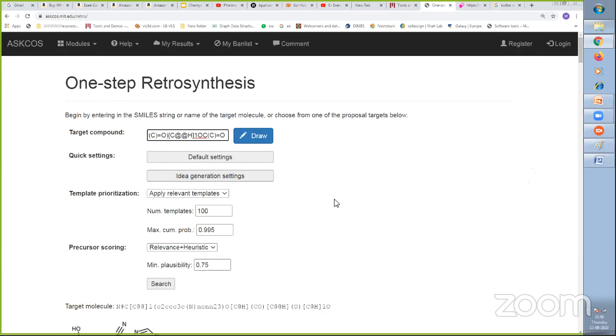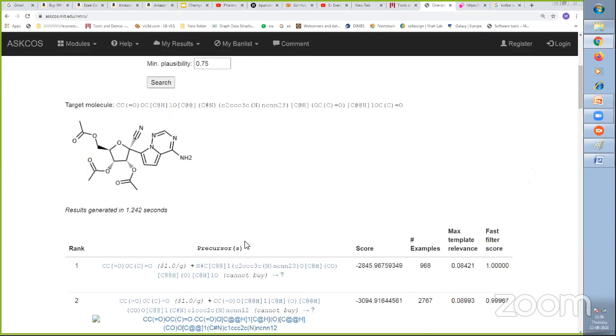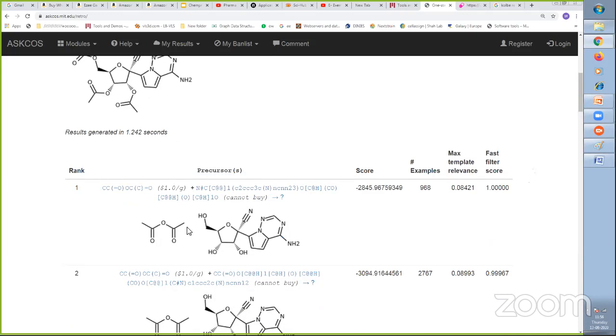I'm just giving a very complex molecule, just to know whether this particular server is able to handle it. Yeah, now you can see. But again it comes back to the same thing.